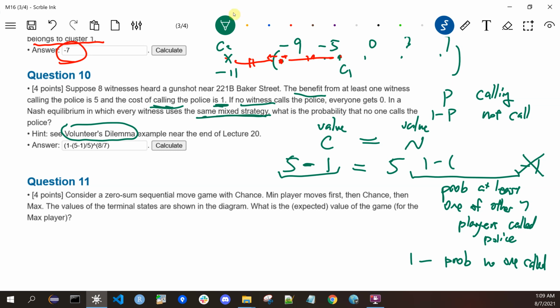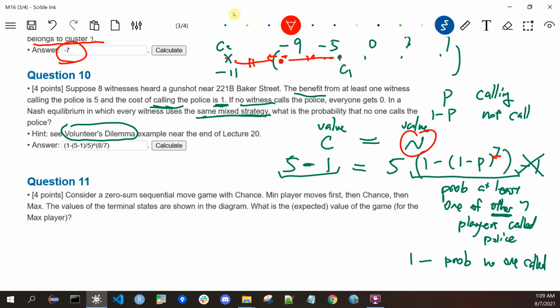That's just 1 minus the probability of one person not calling, to the power 7. There are 7 other players, not including me, because I am already one player who is not calling in this situation. So I'm definitely not calling. I'm depending on one of the 7 other people calling. Okay. So now we have an expression like this.